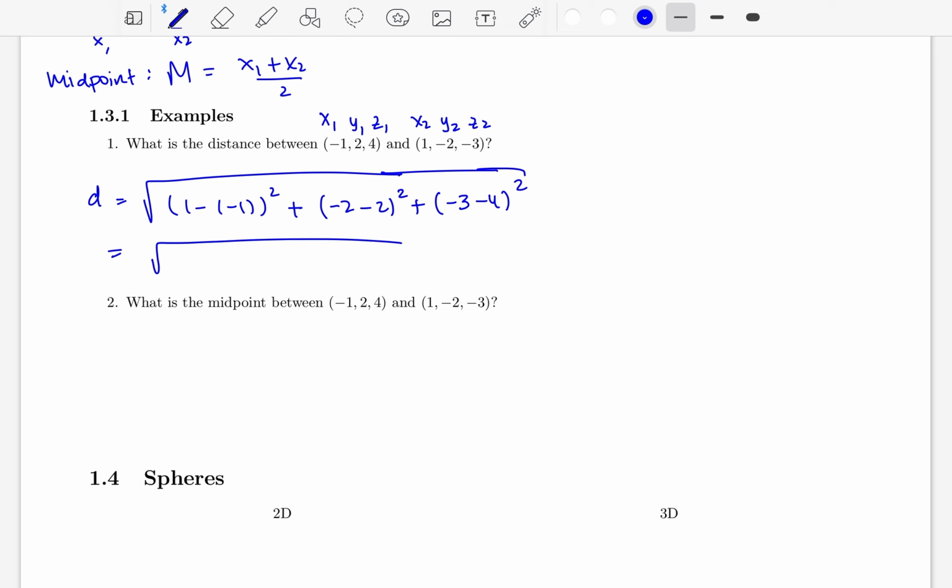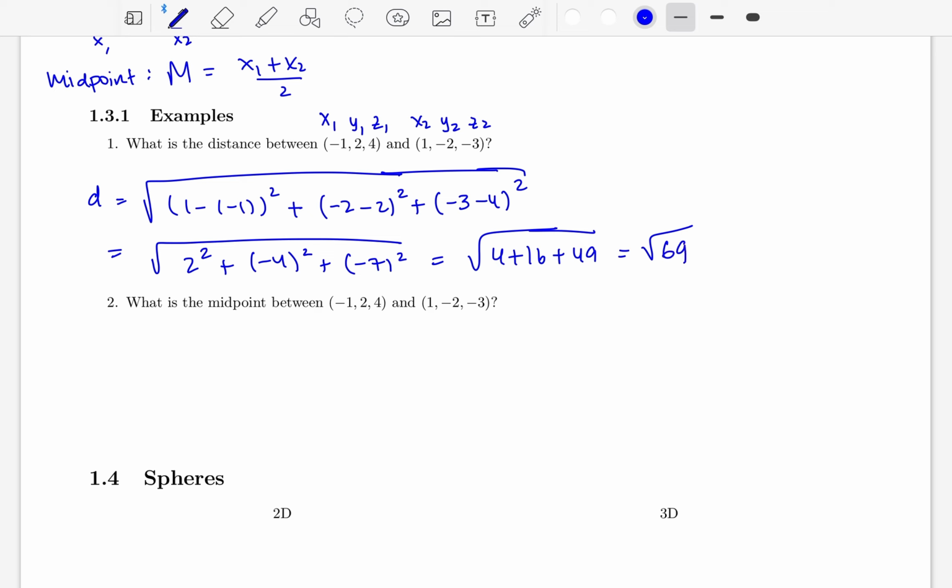And then simplify this. So this is 1 plus 1, you get 2 squared, plus, and then you get -2 minus 2, you get minus 4 squared, plus -3 minus 4, you get -7 squared. So root of 4 plus 16 plus 49. This is 20 plus 49. You get root of 69, okay?